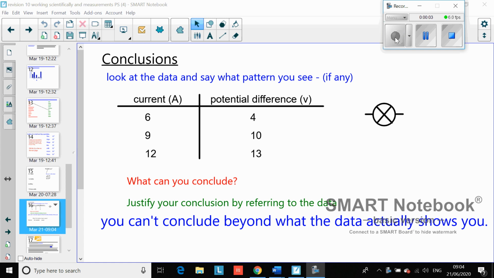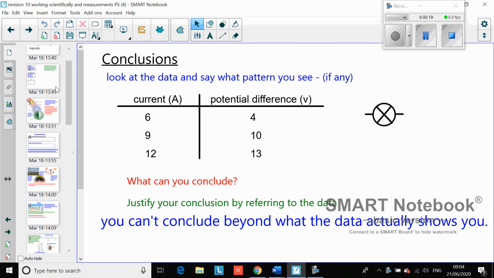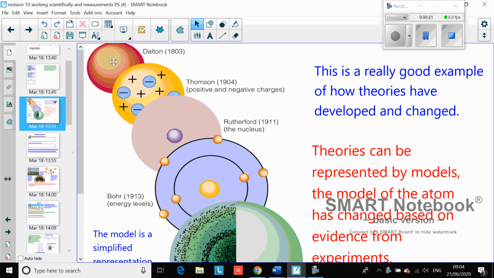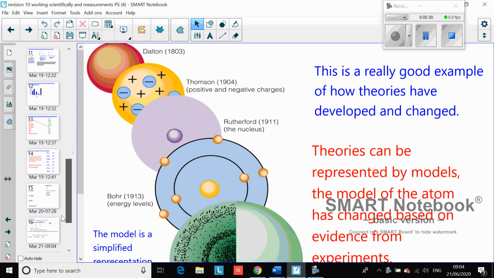Okay, hello Year 9. So today what we're going to be doing is looking at how we use data to draw conclusions. And to understand this, a conclusion ultimately gives us the scientific model. Now we have looked at this briefly before. For example, when we first started this, we looked at how we were able to model what we think an atom looks like based on evidence from experiments. So we're going to be focusing on that today to begin with.